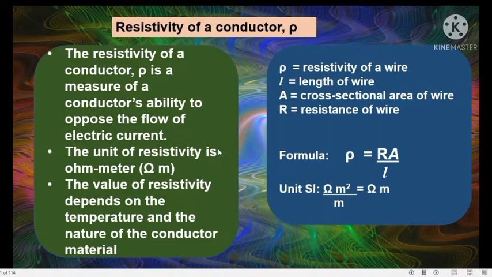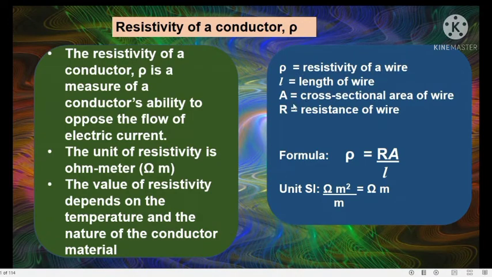The unit of resistivity is ohm meter. For resistance, we just use ohm. For resistivity, it is ohm meter. The value of resistivity depends on temperature and the nature of the conductor material. You can say it depends on the material of the conductor. Rho is the symbol we use for the resistivity of a wire.